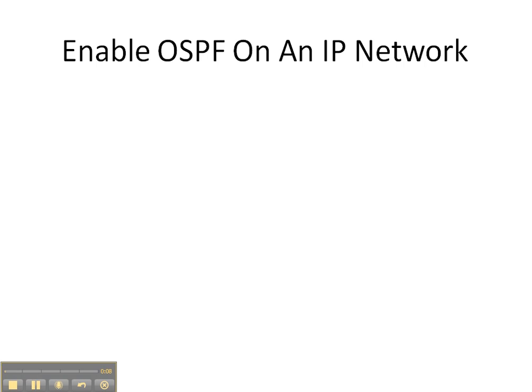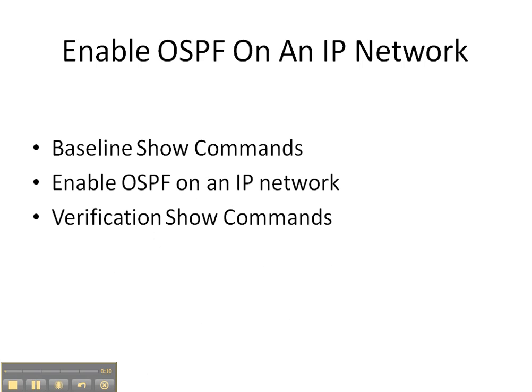OSPF on an IP network. So let's look at what we're going to do. We're going to do some baseline show commands to see what the network looks like before we make any changes. Then we're going to enable OSPF on an IP network, and there's two different ways to do that, and we're going to cover both. And then we're going to do some verification show commands to see what the network looks like once we've finished our changes.